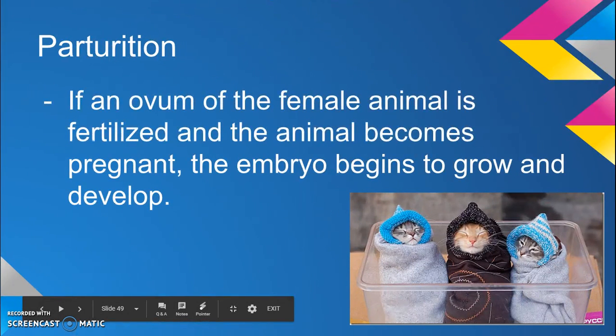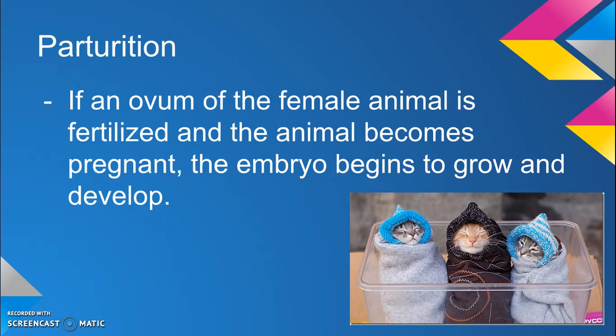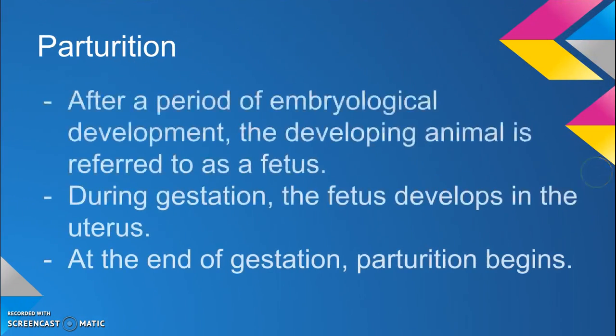So if an ovum of the female is fertilized and the animal becomes pregnant, then the embryo is going to grow and develop. And it's going to grow and develop in the uterus, just like we talked about. And after that period of embryological development, or gestation, the developing animal is referred to as a fetus. So that single-celled organism where the ovum has just been fertilized is known as a zygote. And then after a while, the zygote becomes an embryo. And then after it becomes an embryo, then it becomes a fetus.